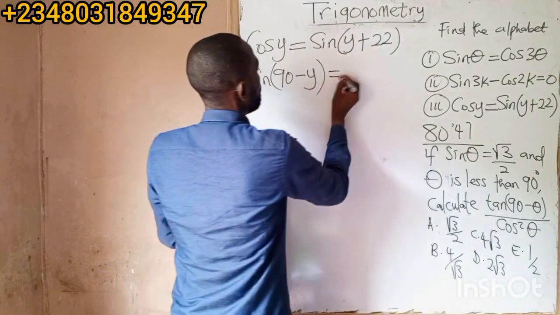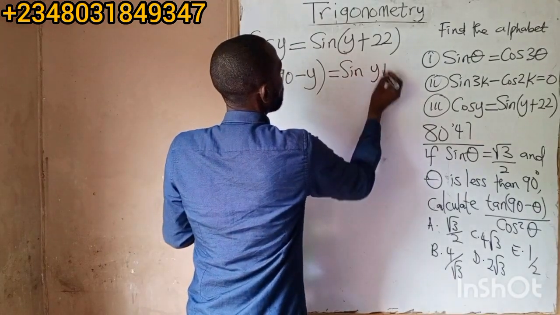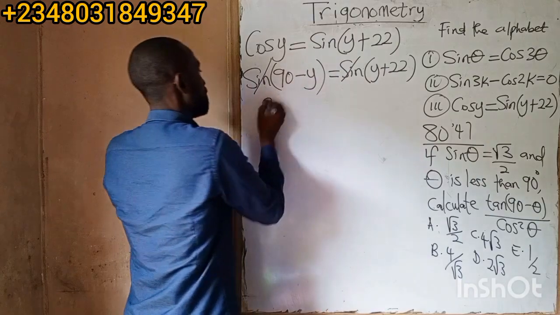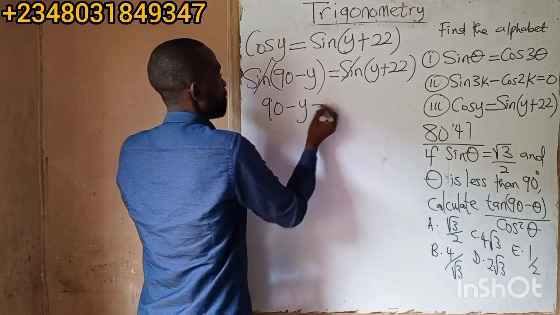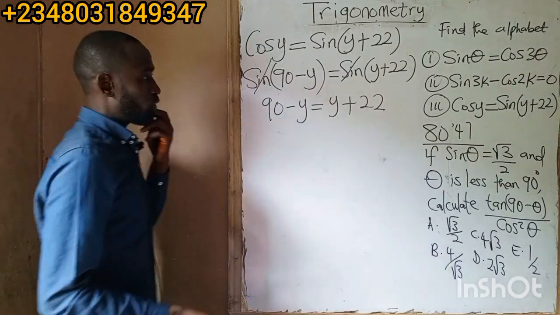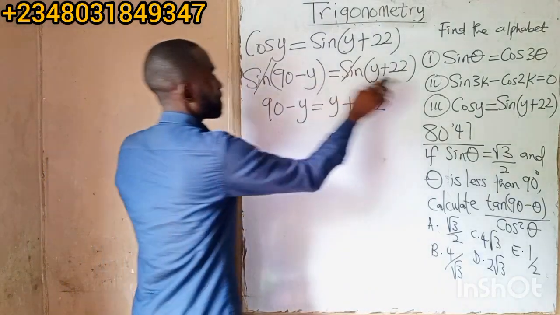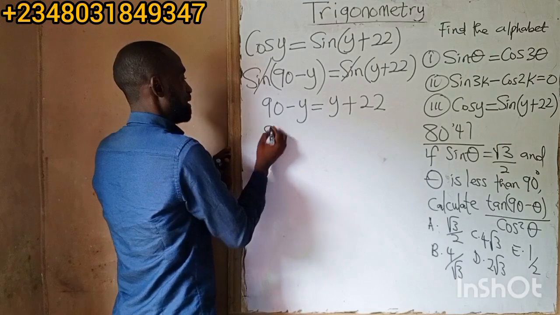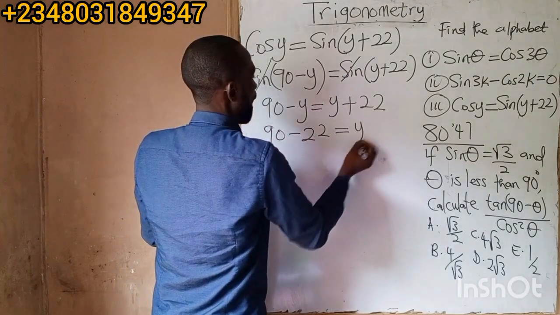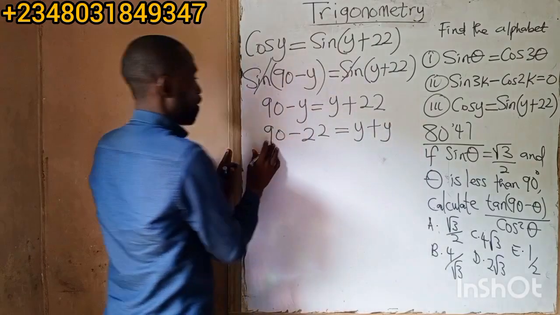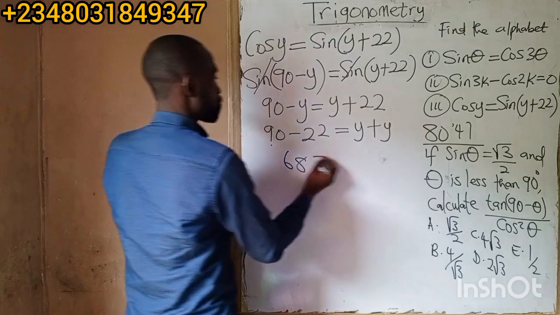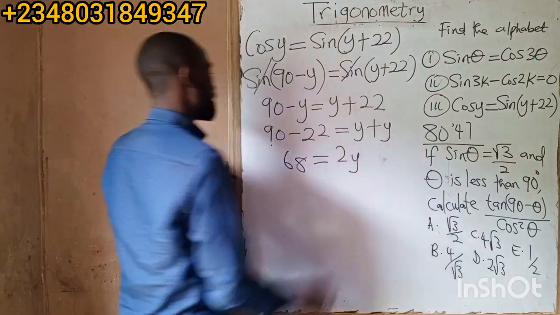It equals sine of y plus 22. So what happened? Sine will cancel out, and I have 90 minus y equals y plus 22. What's next, class? I will collect like terms. This one will go here and this one will come in. So I'm now having 90 minus 22 equals y plus y. This is 68, equals 2y.